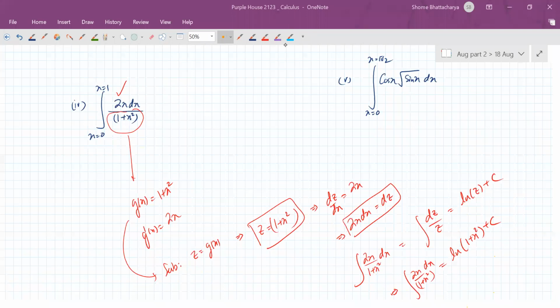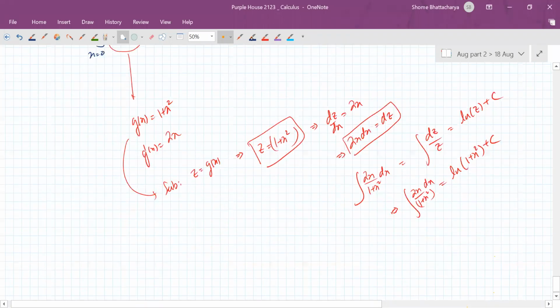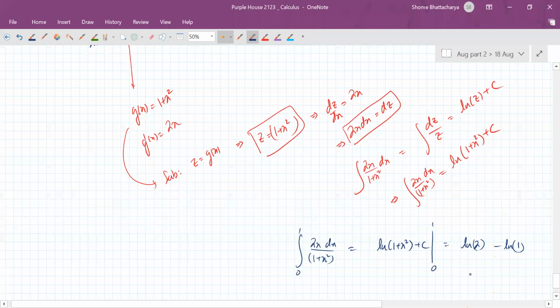Okay, so let's just discuss the answer for the fourth part first. That's very easy, just put the limits on this integration now. So the integration of 2x dx upon 1 plus x square, with the limits 0 to 1, now becomes ln 1 plus x square as the antiderivative. On that, put the limit 0 to 1. So the upper limit is ln 2, put the value of x as 1, and the lower limit is ln 1, and that will just give you finally ln 2. So that's your answer.